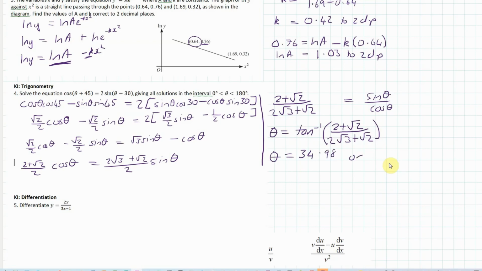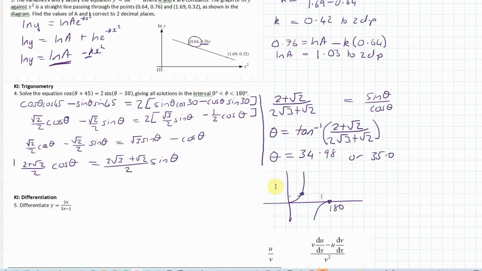And I'm getting, as a result, theta is equal to 34.98, or 35.0. Now, with the tan graph, you can see here, this is 180, and we've got a result here, and you know that there's no other results in the 0 to 180 range, so we can just leave it at 35.0. Okay, hope that makes sense.